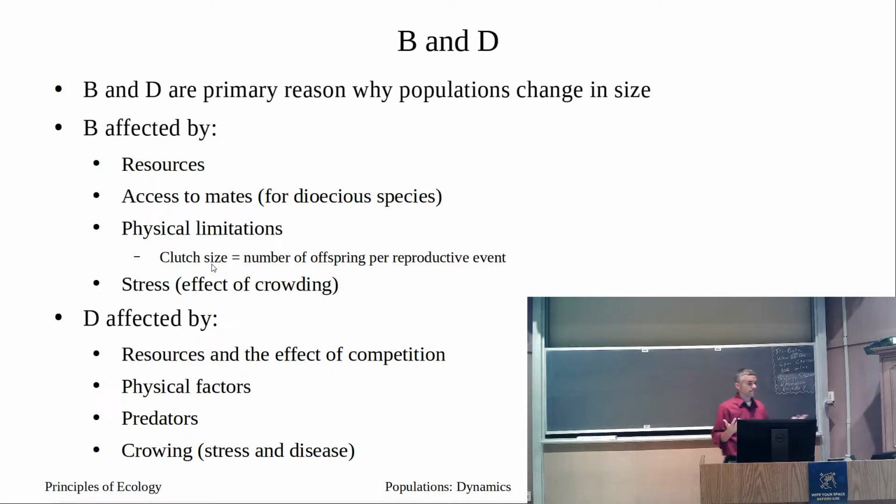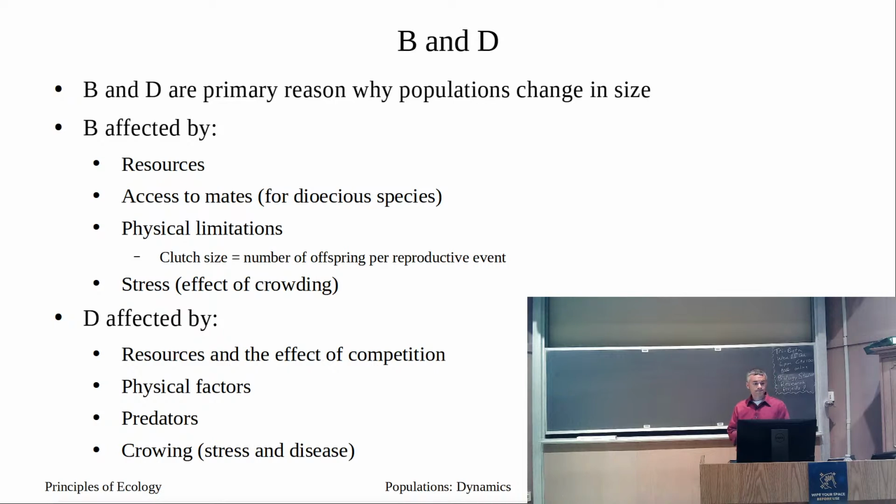And then stress. That's going to affect our birth rates. How does stress affect it? Well, it's basically through the effect of crowding. So if we're crowded, we end up getting stressed. Stress, and we're going to hear about the social stress hypothesis, has this way of suppressing reproductive hormones.